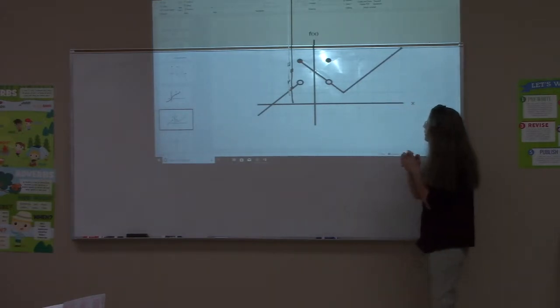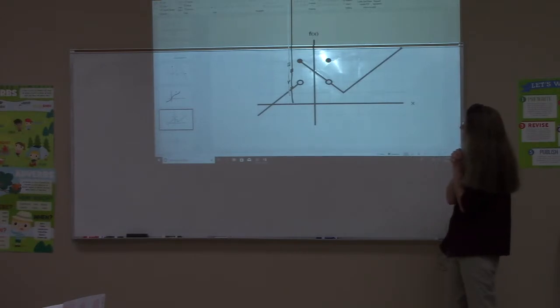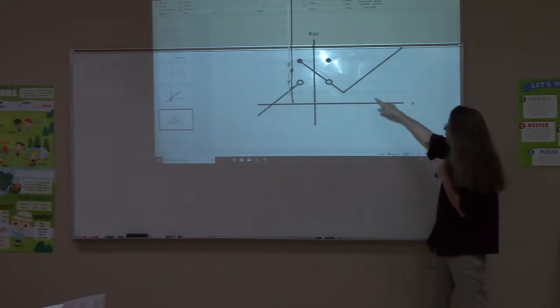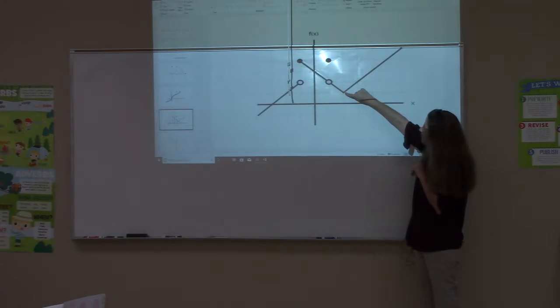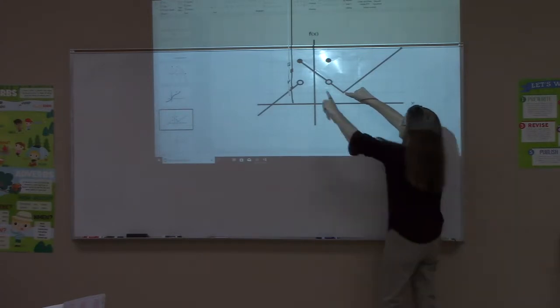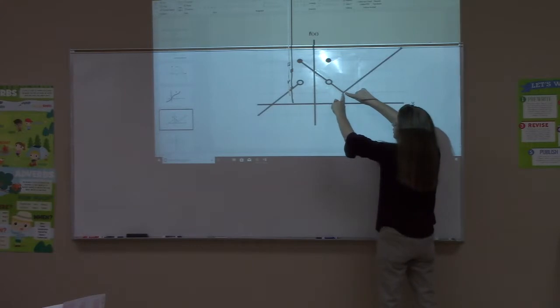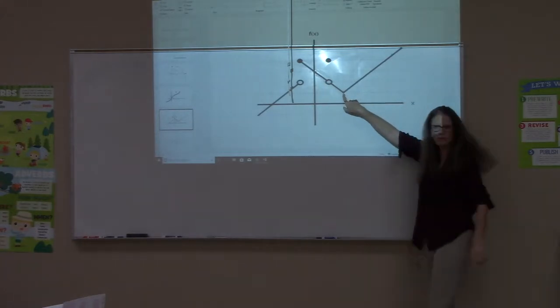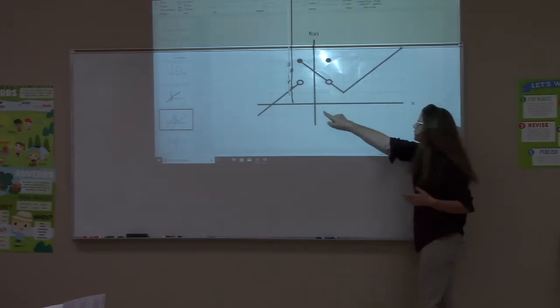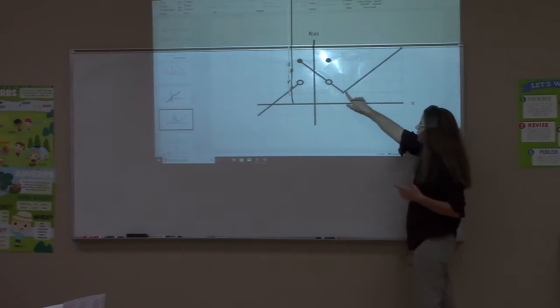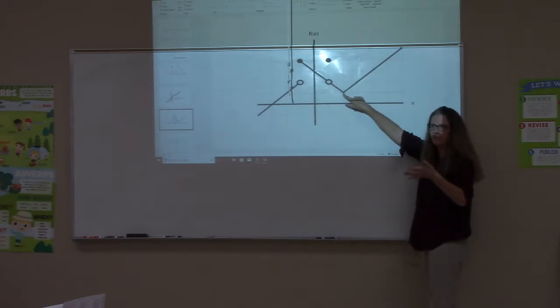Now, what's the limit as x approaches 2 from the right? Okay, so I'm coming in from the right, I'm heading towards 1. How about coming in from the left? Okay, I'm coming in, I'm heading towards 1, and so from both sides, I'm going to the exact same spot, okay? So a limit is always going to be your y value, right? We are looking at what's happening at the x value, but we're heading towards a y value, okay?